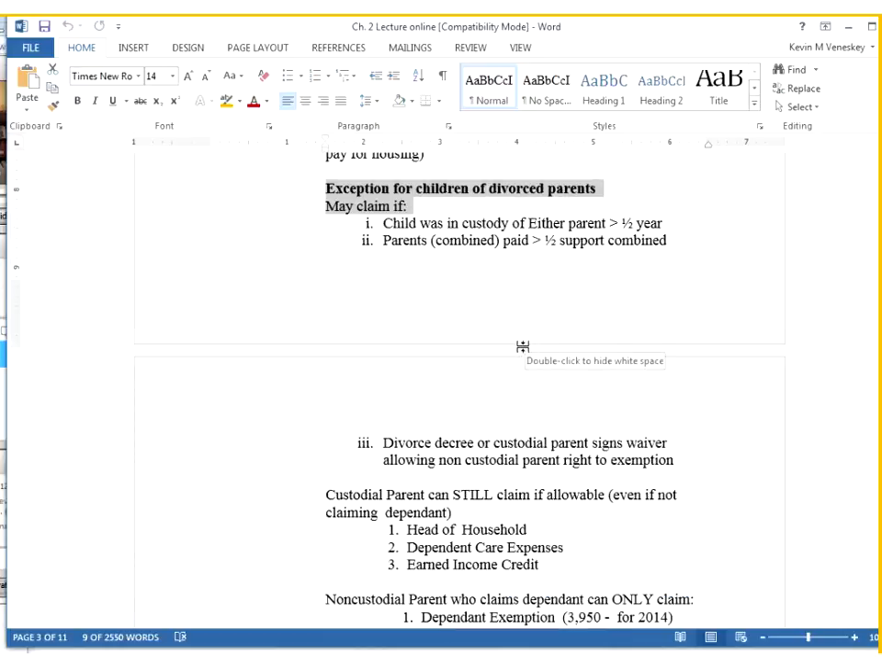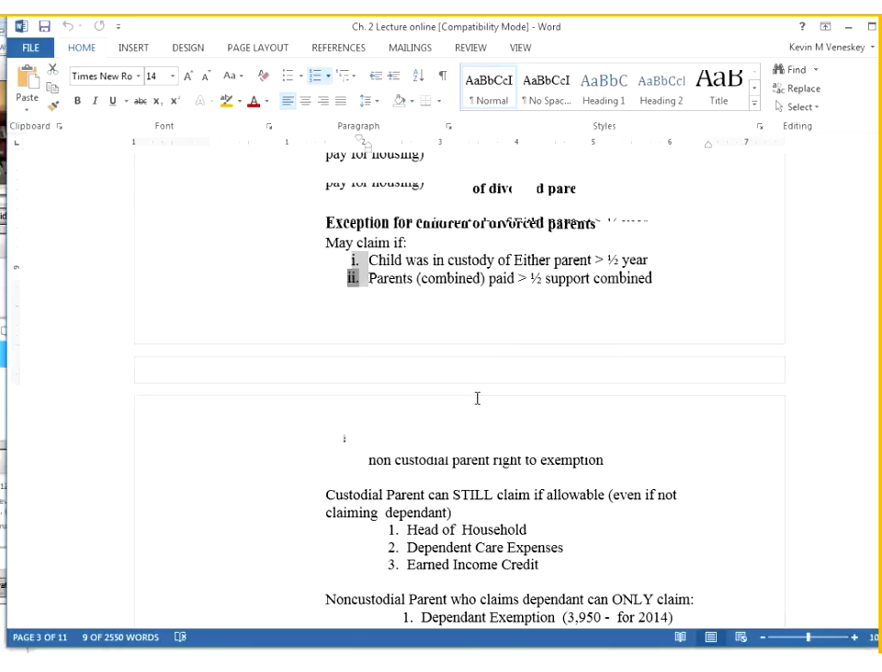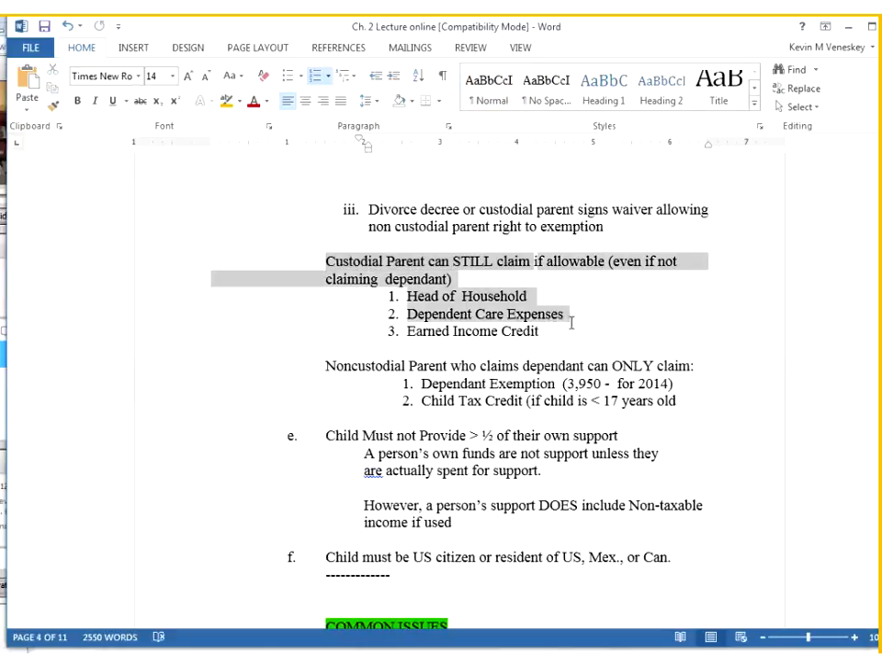Sometimes a divorce decree will say the non-custodial spouse still gets to claim the kid every other year, or it could say anything, but that's common. So every odd year, the non-custodial parent gets to claim the child, even though the child didn't live with them for at least half the year. As long as these other items are met, then that will work. But notice what happens even with the custodial parent. The custodial parent still can claim these items, even if they don't get to claim the child because of the divorce rules.